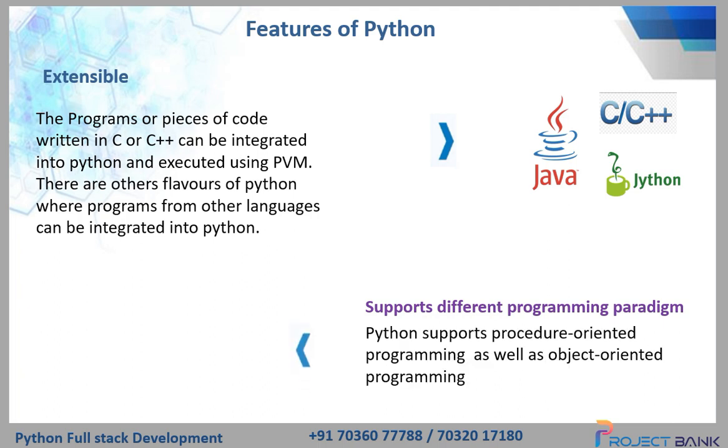The next feature is that it supports different programming paradigms. Python supports procedure-oriented programming as well as object-oriented programming. If you see C programming, it is procedure-oriented, where we have to follow a set of rules and regulations in the procedures, whereas object-oriented is also there. Another way we can say it is a top-down approach and a bottom-up approach. Both will be supported in Python.